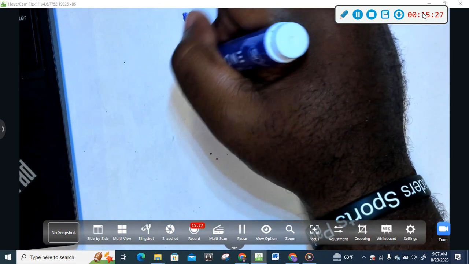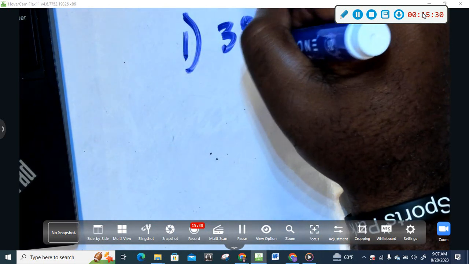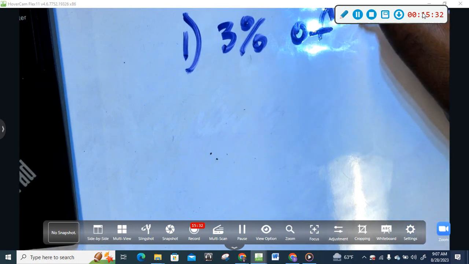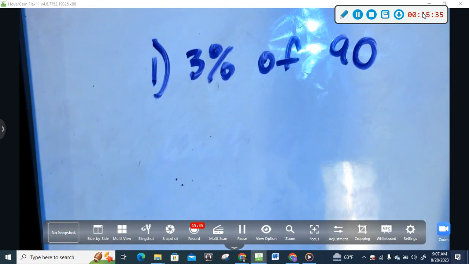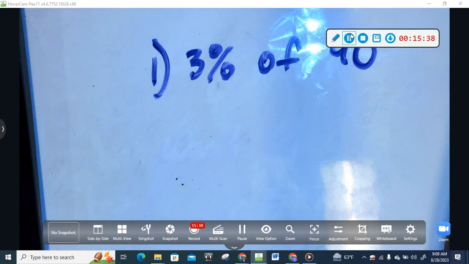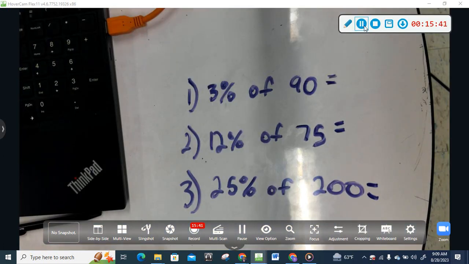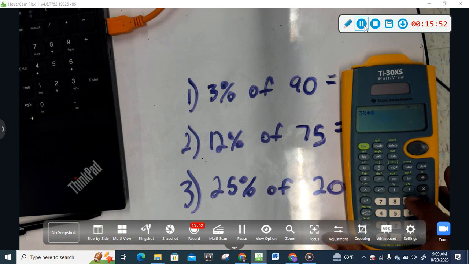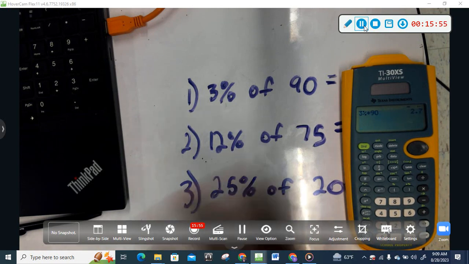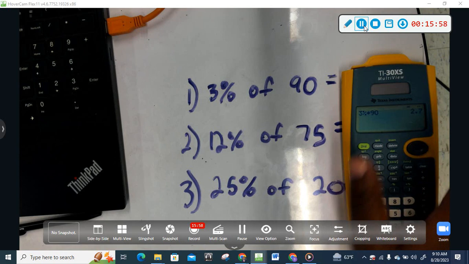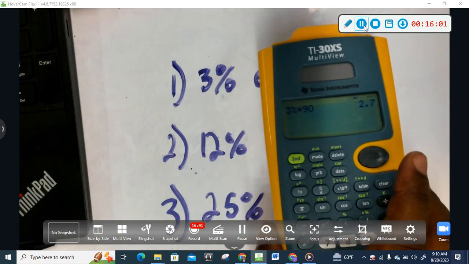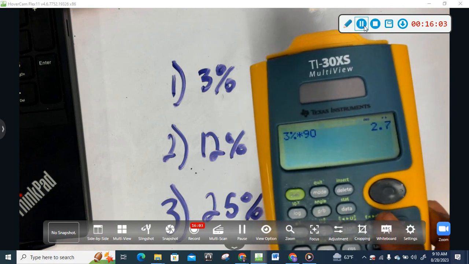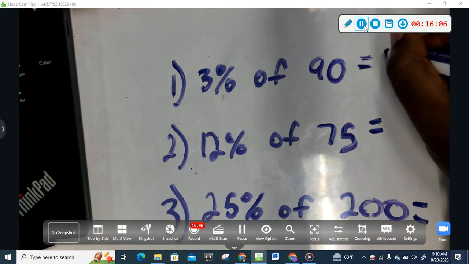So I'm going to give you a couple of problems. 3% of 90. All right, so I'm going to check my work here. The first one says 3% of 90. So I should have been doing 3, second, left parentheses to get my 3%, times 90. I get 2.7. If you struggle with that, this is what you should have typed in the calculator right here: 3% times 90. So I get 2.7.